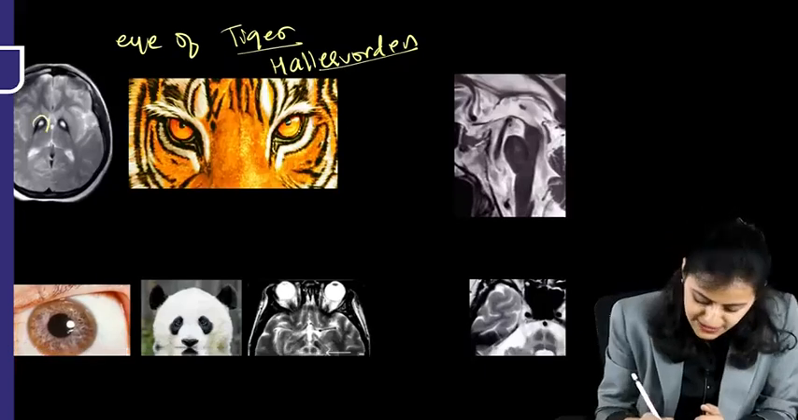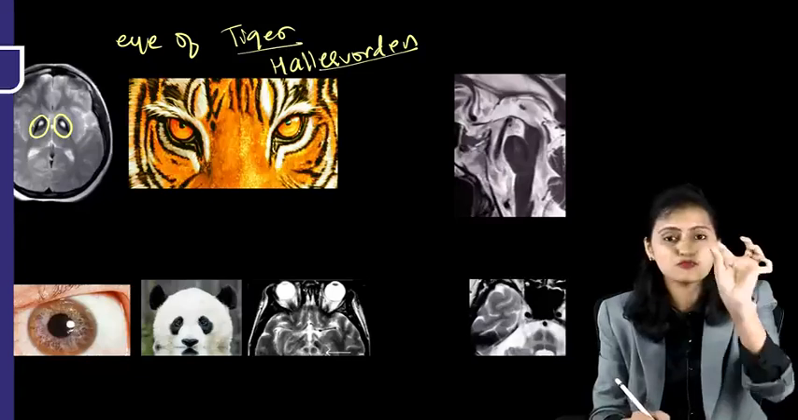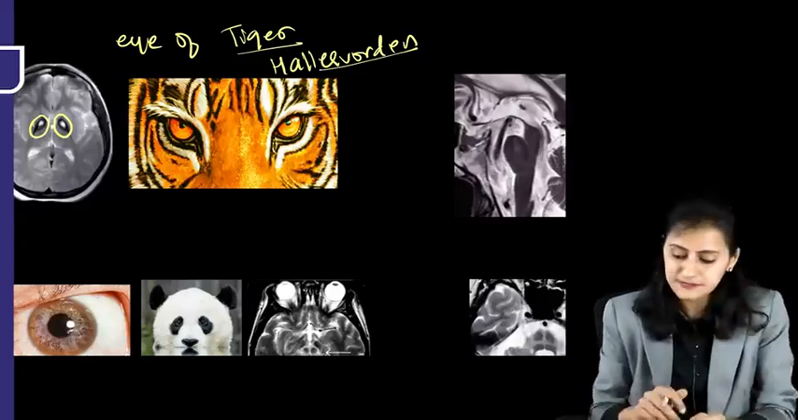Where is the eye of tiger? This is where we are seeing the eye of tiger appearance. Black ke andar, the white dot in the globus pallidus.